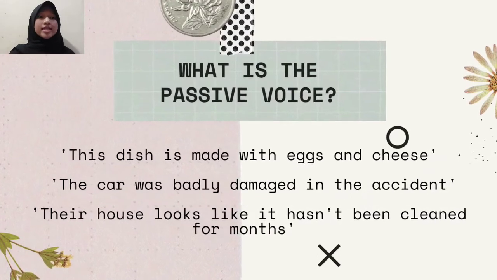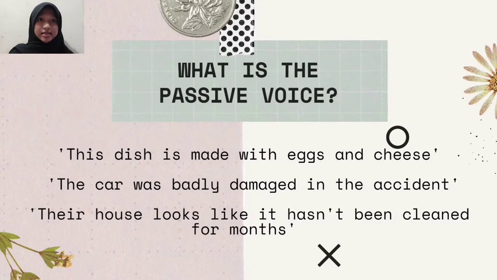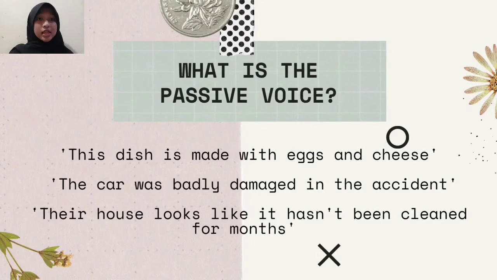First, what is the passive voice? Look at these sentences. This dish is made with eggs and cheese. The car was badly damaged in the accident. Their house looks like it hasn't been cleaned for months. All of these examples use the passive voice. Can you see how and why?